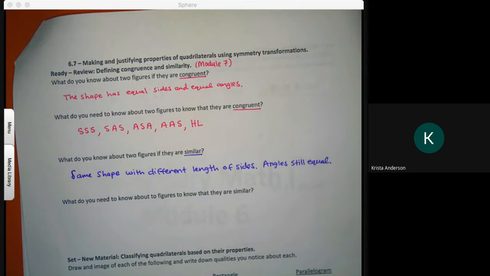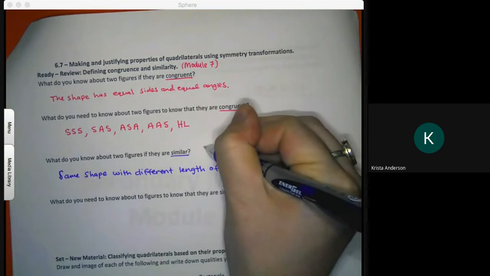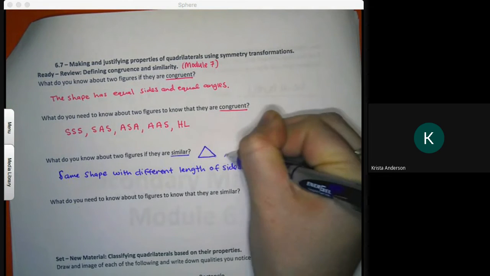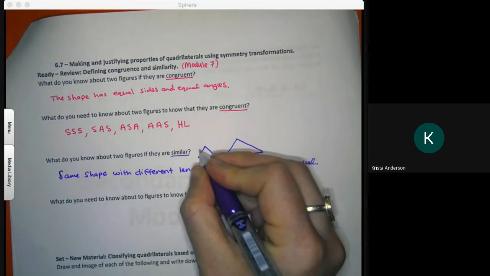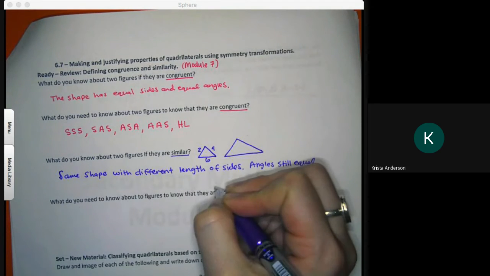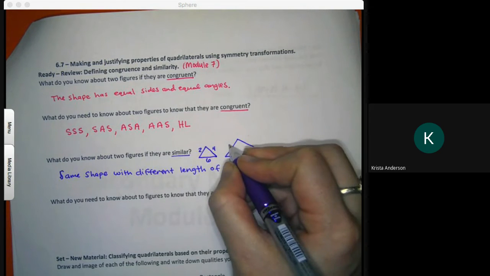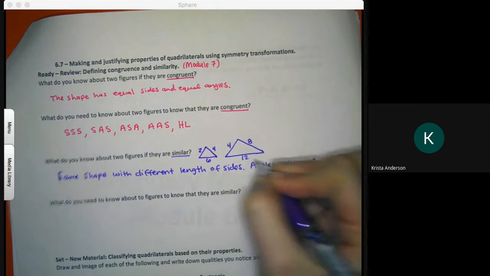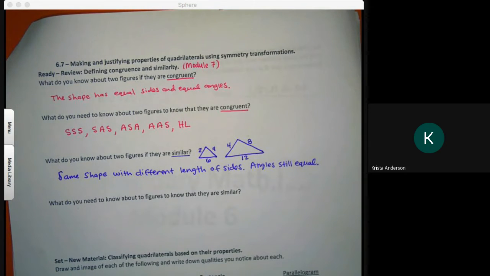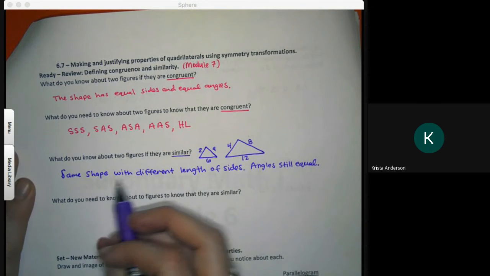I'm just going to draw a picture to show you. You don't have to draw it. But if I had a similar triangle, if this was like 2, 4, and 6, my triangle to be similar would have to be 4, 8, 12. Why would I be able to say that? All of the numbers doubled, right? 2, 4, 6, 4, 8, 12. They are similar because they are different sizes. Same shape with different length of sides.